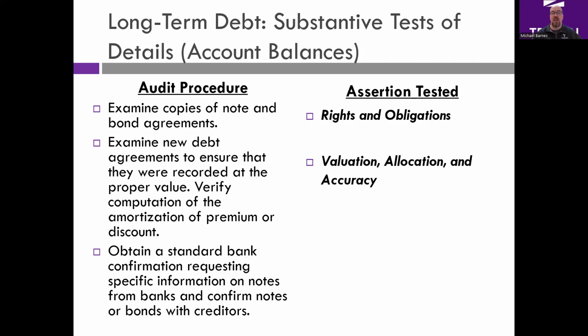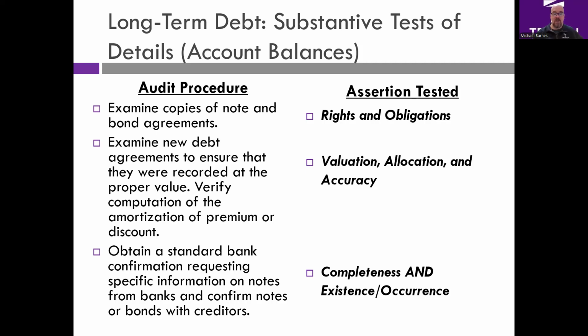So valuation, allocation, accuracy. We also want to obtain a standard bank confirmation requesting specific information on notes from banks and confirm notes with bonds or creditors. In general, we're going to be more focused on completeness in this regard, but keep in mind when we talk about confirmations for this type, they can test multiple assertions. Our two primary assertions in this area are going to be completeness and existence occurrence.